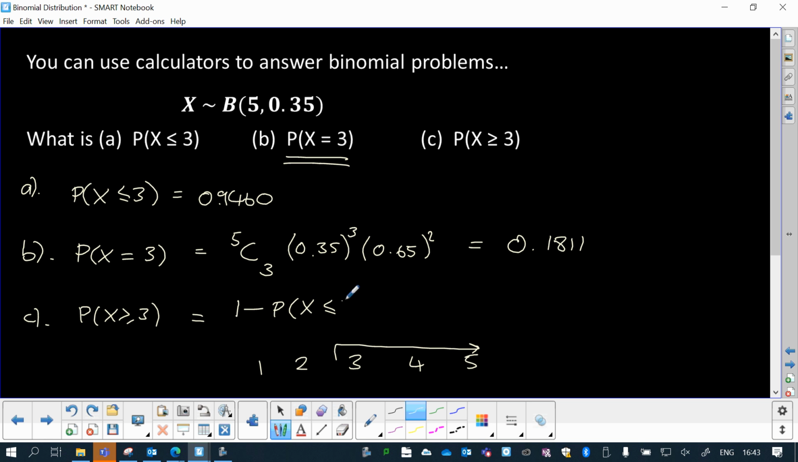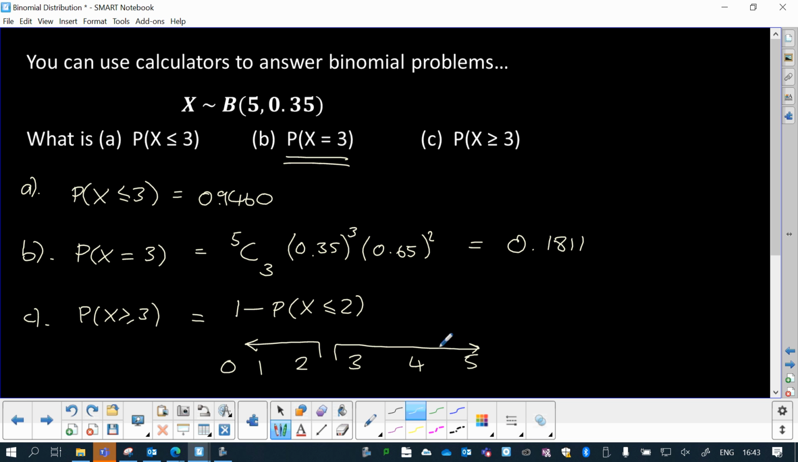Perfect. We're going to do 1 minus the probability that x is less than or equal to 2. Do you see how, because this is discrete, greater than or equal to 3 leaves out anything less than or equal to 2? As the probabilities need to add up to 1, we just do 1 minus this bit. 1 minus this chunk to the left gives us the chunk to the right.